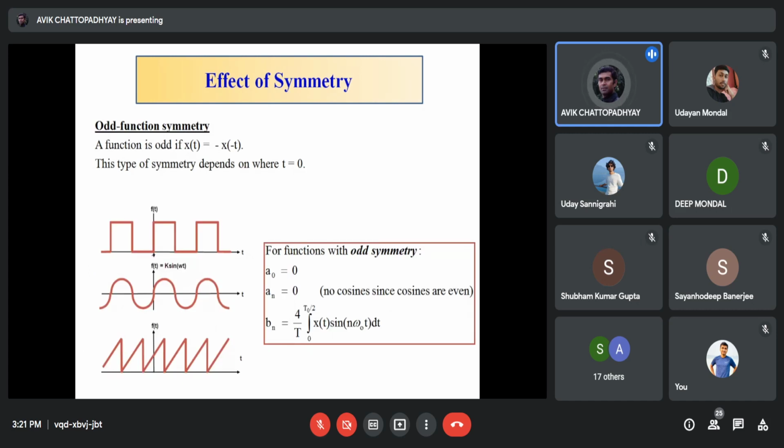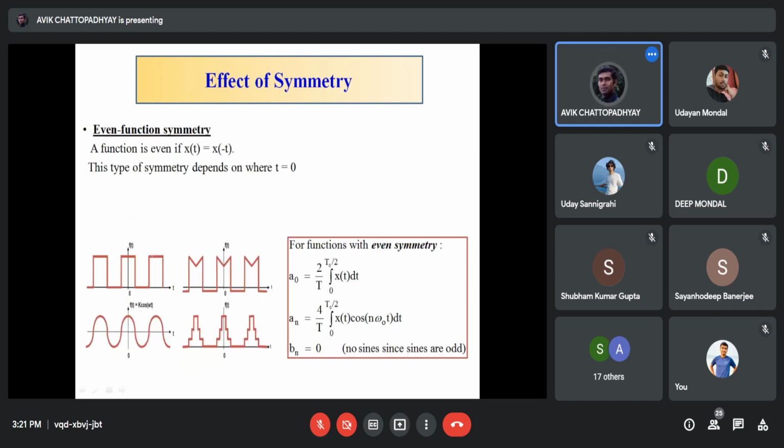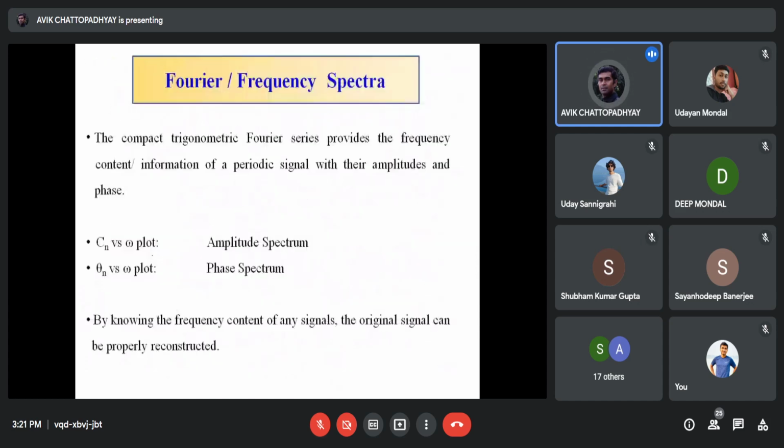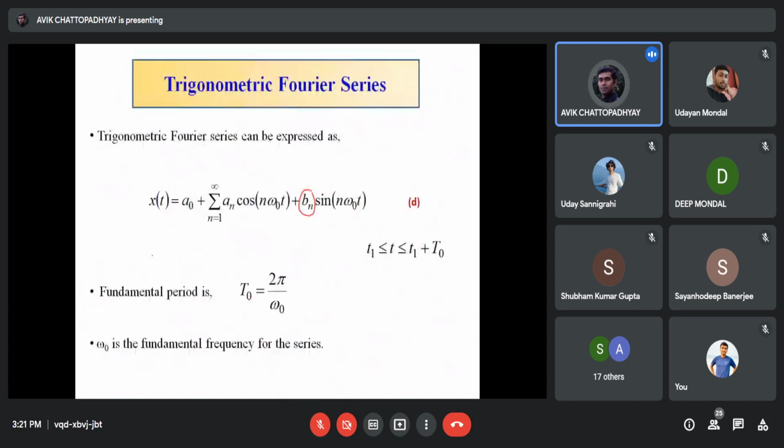Now, there may be another kind of symmetry. That is the second type of symmetry, which is called the odd symmetry. In case of odd symmetry, you know the definition: x of t equals minus x of minus t. Or in other words, you go back to this original expression. Yes, this one.